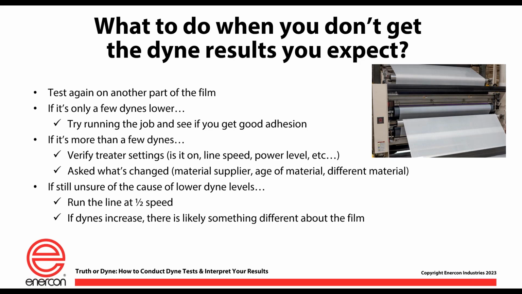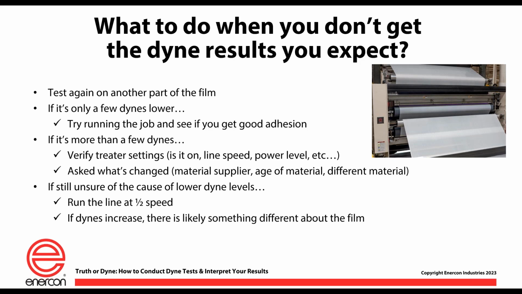Then also look at things like the treater settings. Are you running this job in a similar fashion to when you ran it the last time? Do you have historical data that helps you contextualize these changes? And then, kind of the common thing we all have to do when we see things that have changed in our processes is ask, well, what changed, right?